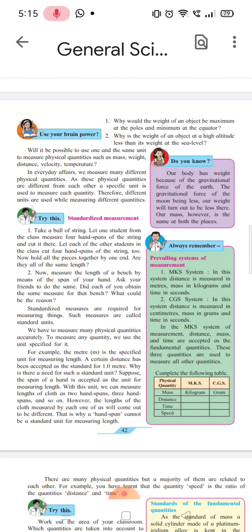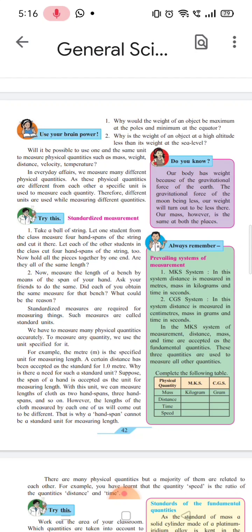Take a ball of string, means one reel of thread. Every student of the class will measure 4 hand spans of the string and cut it there. Now hold all the strings together, which are measured by all students. We will find that all strings are not of the same size.